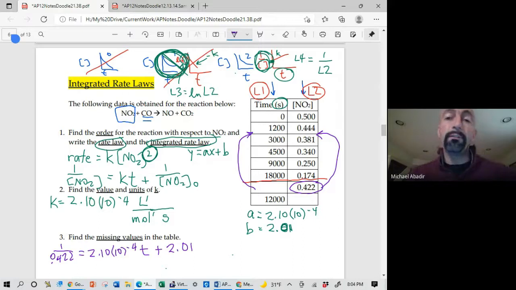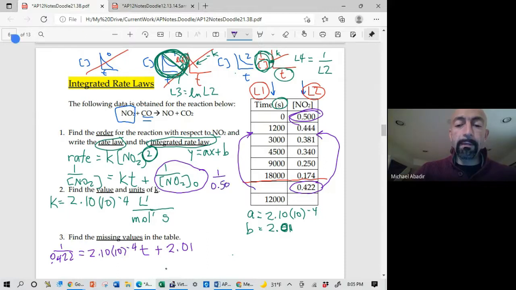Now, you know what? I want to take a brief pause on this and point out something to you. The intercept, notice, in the integrated rate law is 1 over the original concentration. Well, what is that? The original concentration was 0.5. So 1 over 0.5, if you do that on a calculator, and hopefully in your head you can do it, is equal to 2. So that is the intercept. This 1 over initial concentration is 2.